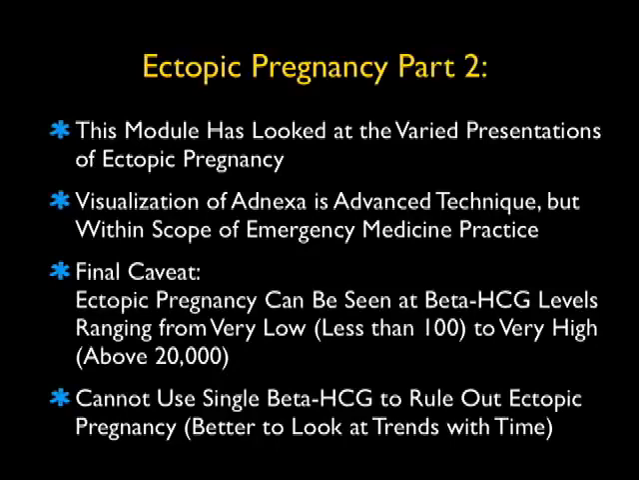As a final caveat, ectopic pregnancies can be seen at beta-HCG levels ranging from very low, less than 100, to very high, above 20,000, and thus we cannot use a single beta-HCG level to rule out ectopic pregnancy. It's really better to look at trends in this hormone level over time. With an intrauterine pregnancy, the level should double in 48 hours, whereas in most ectopic pregnancies, it will not climb to the same degree. So, I hope that now you have a better understanding of how to work up the pregnant patient with a possible ectopic pregnancy.